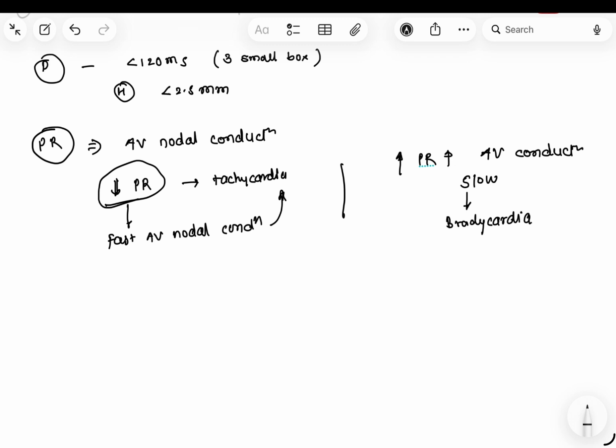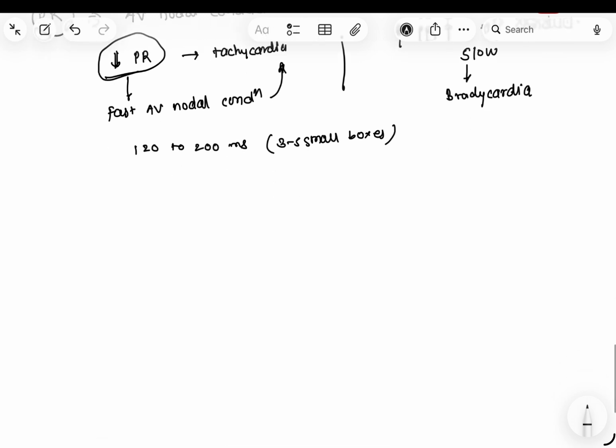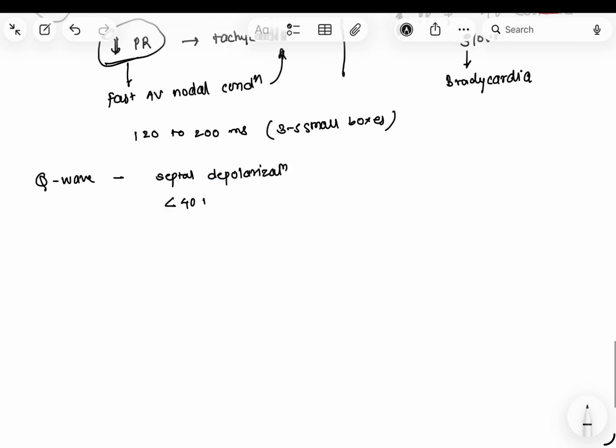right? So the PR interval is around 120 to 200 milliseconds. That is, it lies within 3 to 5 small boxes, right? Then the Q wave, as we studied, is septal depolarization. It lies within 40 milliseconds, within one small box.